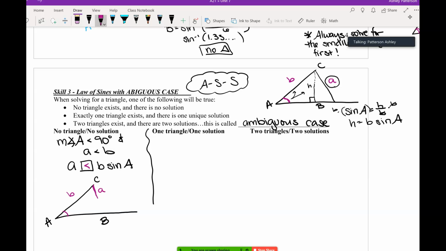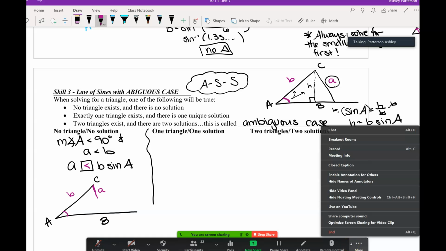And we're sad. Although I find that students are usually really happy in this situation because they don't have to solve for a triangle. I don't know why that's not going away. There we go. Okay.